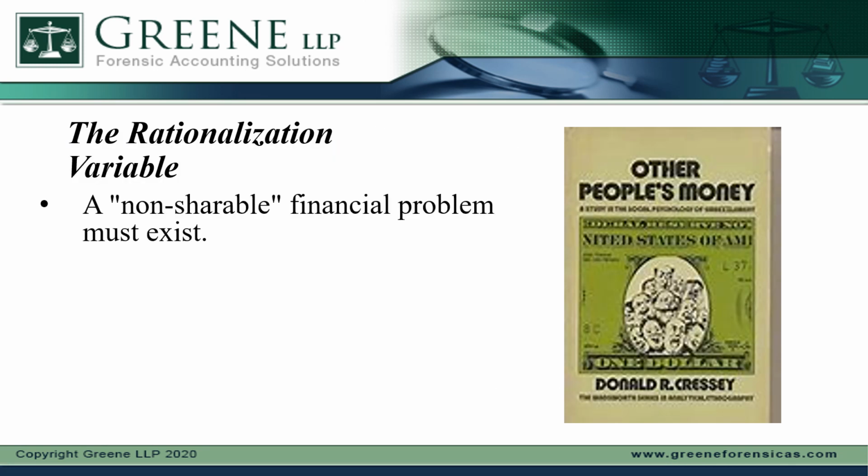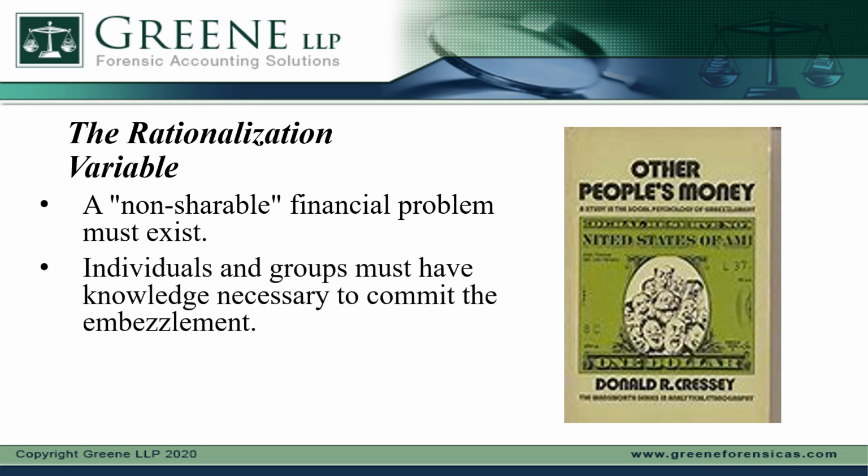The rationalization variable was postulated by Donald Cressey, a student of Sutherland with an interest in embezzlers and white-collar criminals. He interviewed approximately 1,000 embezzlers for his doctoral thesis, which was used for his classic treatise entitled Other People's Money. Cressey was professor of sociology at the University of California, Santa Barbara. Cressey was also a close friend of Joseph Wells, the founder of the Association of Certified Fraud Examiners, and his theory of crime causation has been adopted by the association.